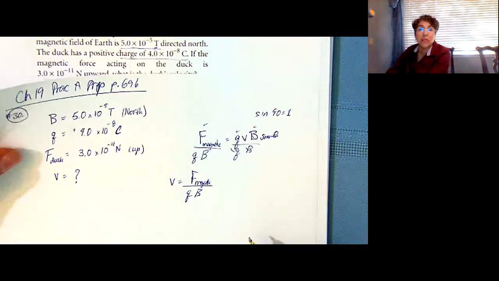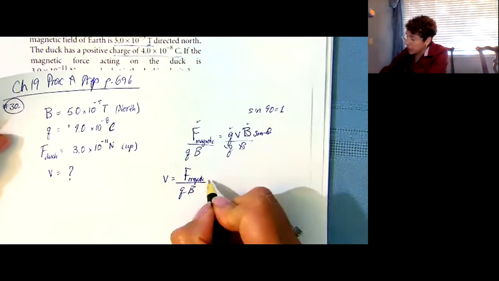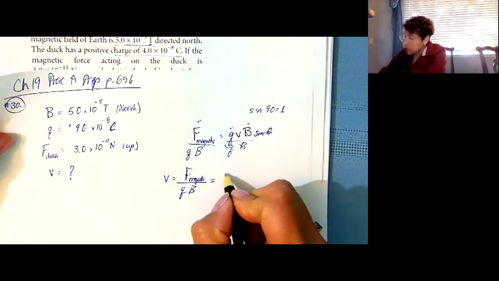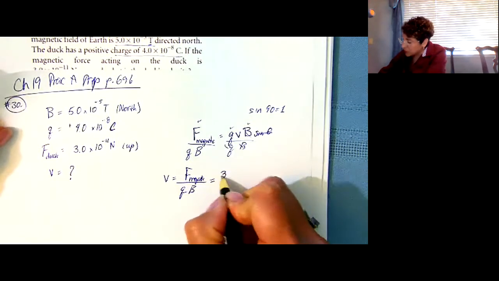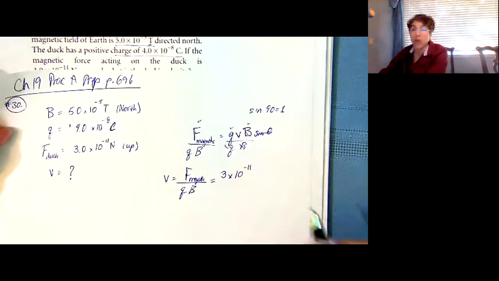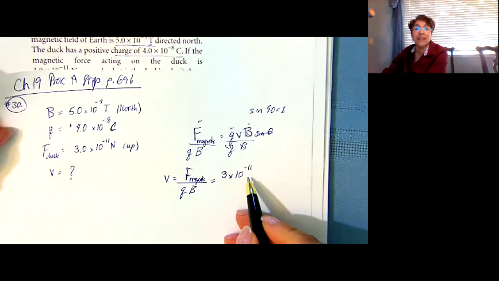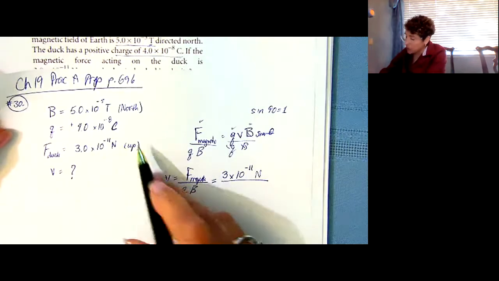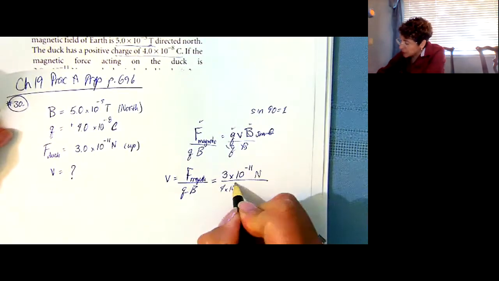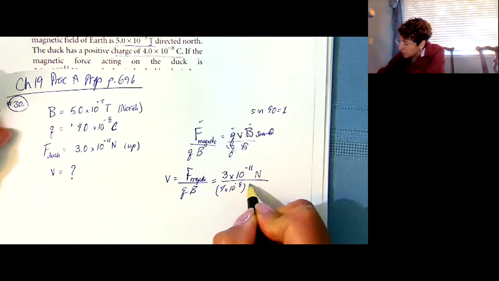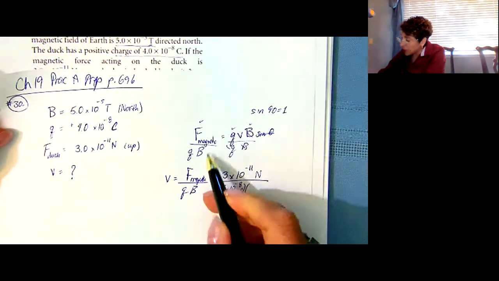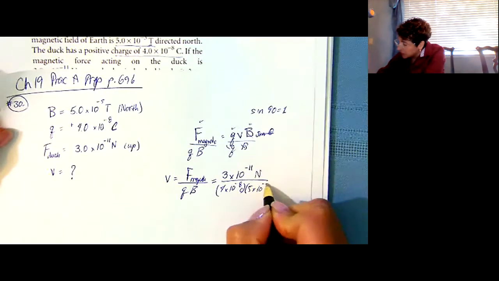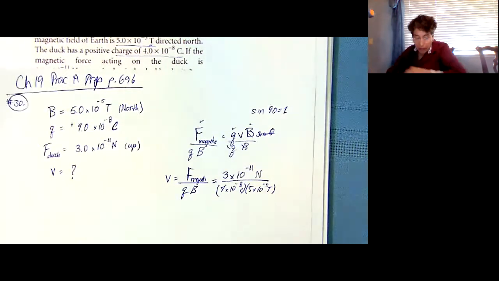So again, this is going to be challenging. Make sure you know how to use your calculator, meaning using parentheses. Because I've told you many people set it up correctly, but then they don't get it right because they don't know how to use their calculator. So here I go. 3 times 10 to the negative 11 newtons, that's up. And Q, we've got 4 times 10 to the negative 8 coulombs. And I'm going to multiply that by B, which is 5 times 10 to the negative 5 Tesla. All right, I can punch that in my calculator.